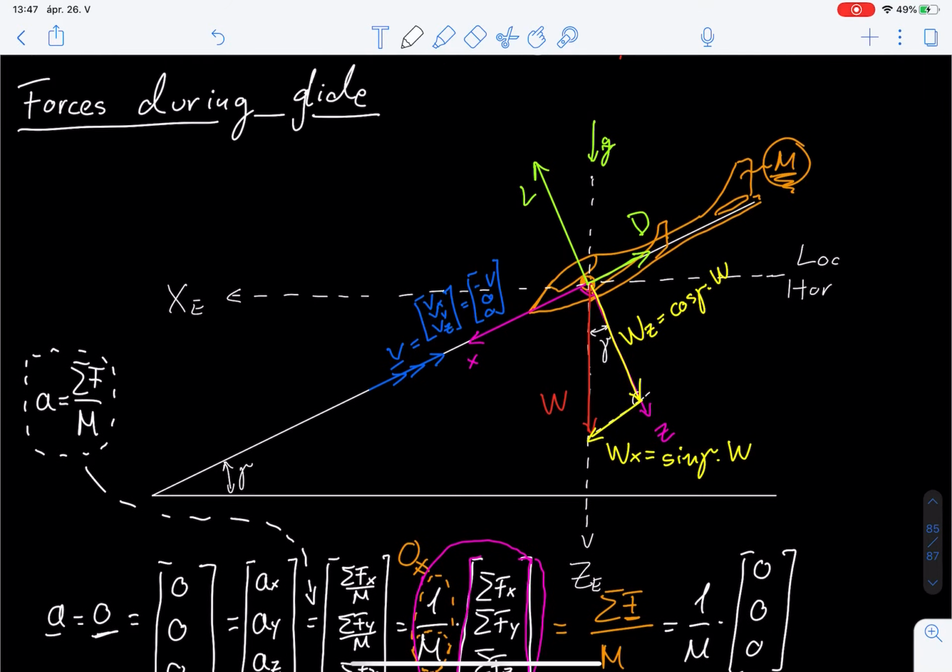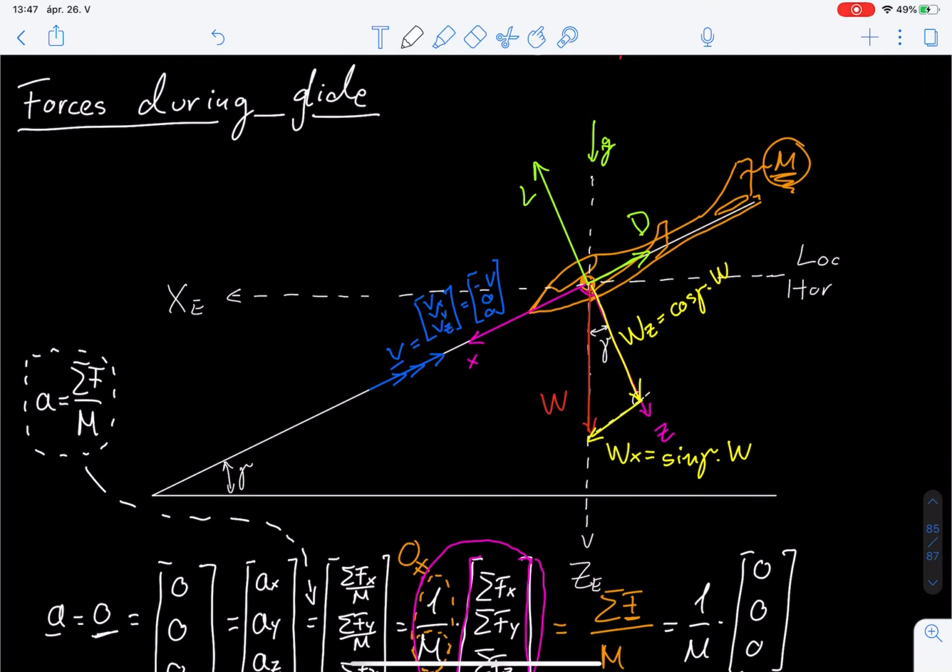So therefore, we can basically express the sine of gamma from this equation. And what we get is that the sine of gamma is equal to the drag over the weight. So this is the result that we get here. Okay.